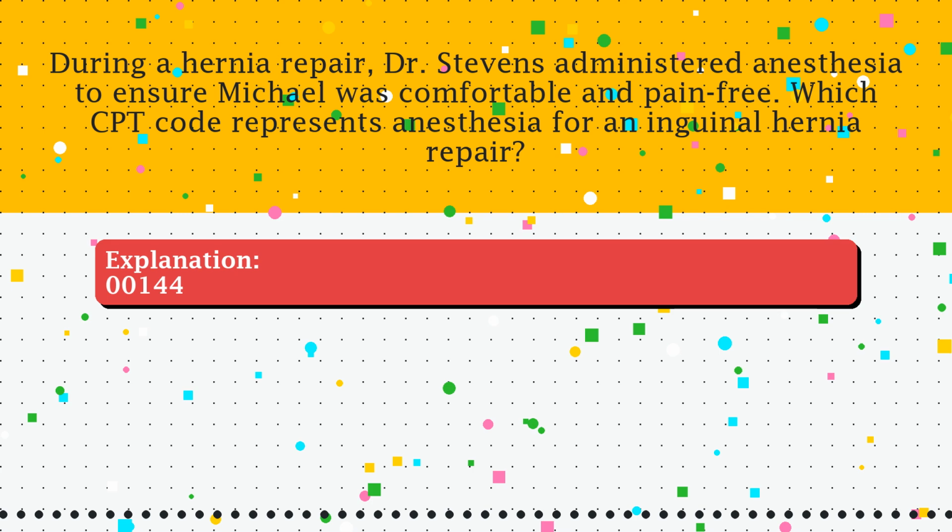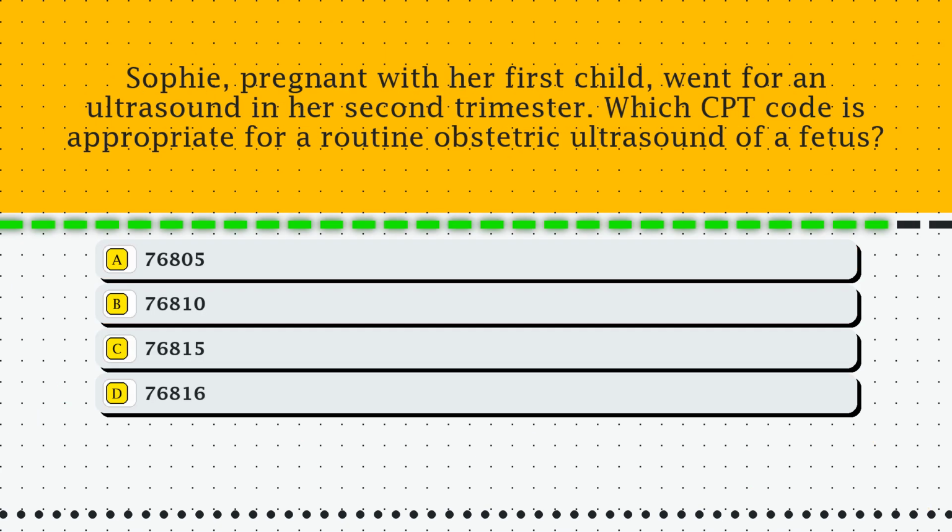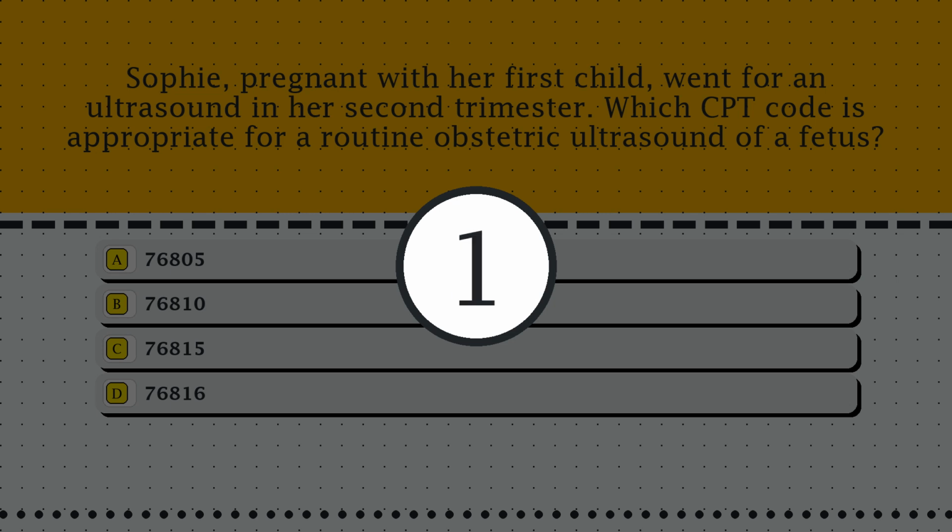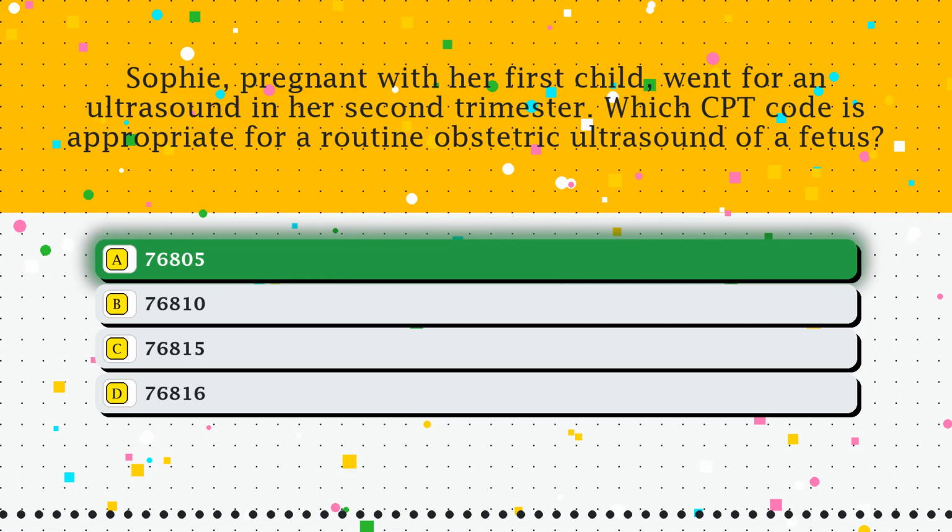Question 232. Sophie, pregnant with her first child, went for an ultrasound in her second trimester. Which CPT code is appropriate for a routine obstetric ultrasound of a fetus? Option A, 76805. Option B, 76810. Option C, 76815. Option D is 76816. The correct answer is option A, 76805.